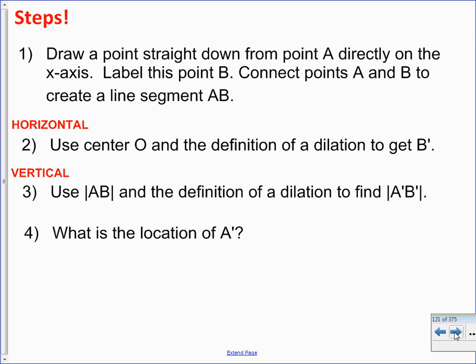That is working using the horizontal line. When I want to work with the vertical line, I'm going to use line segment AB, and I'm going to then use our formula to find where A prime, B prime is located, and my ending result is going to be, I use the horizontal and the vertical point to get the location of A prime. So let's see how this is done.